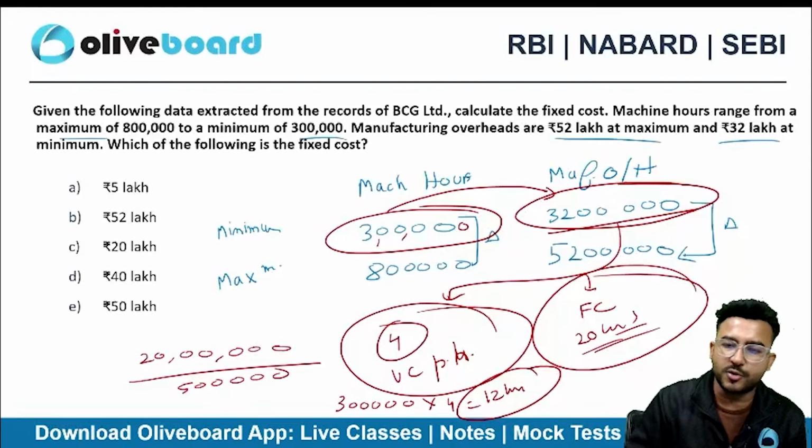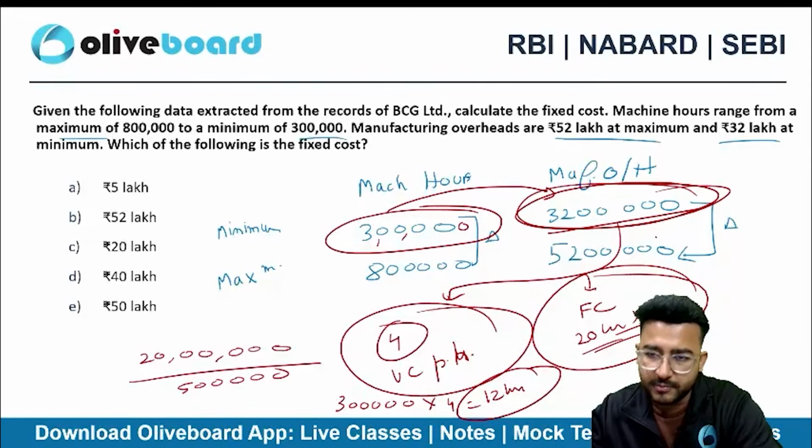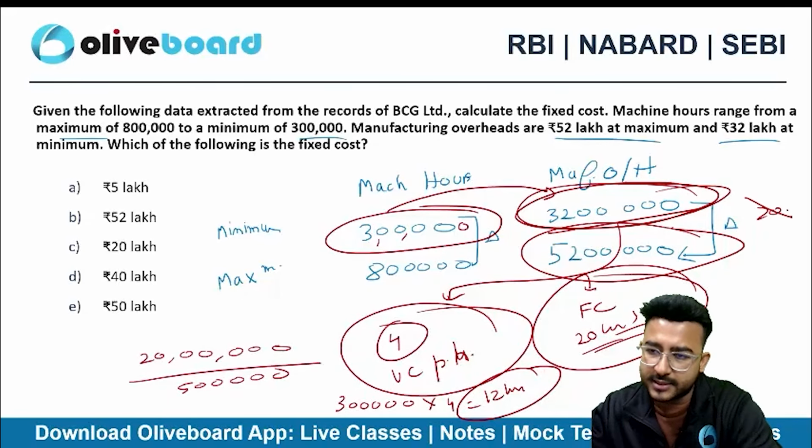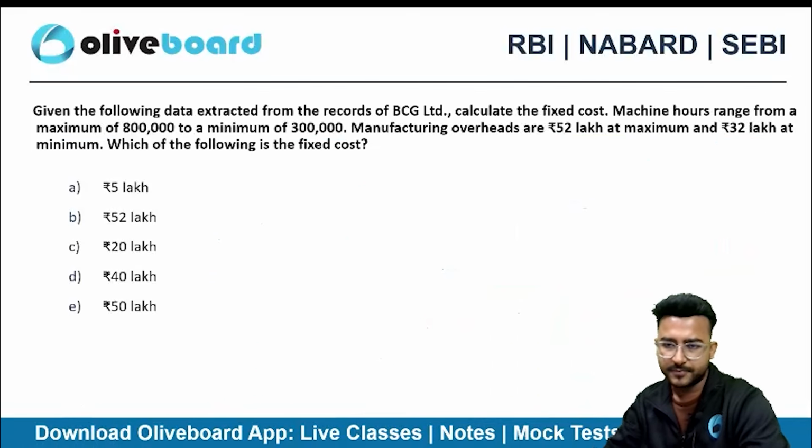In the examination, you don't have to cross confirm it. Now, for those who think that the difference between manufacturing overhead directly will be 20 lakh, this is the incorrect approach, right? This is just the coincidence.